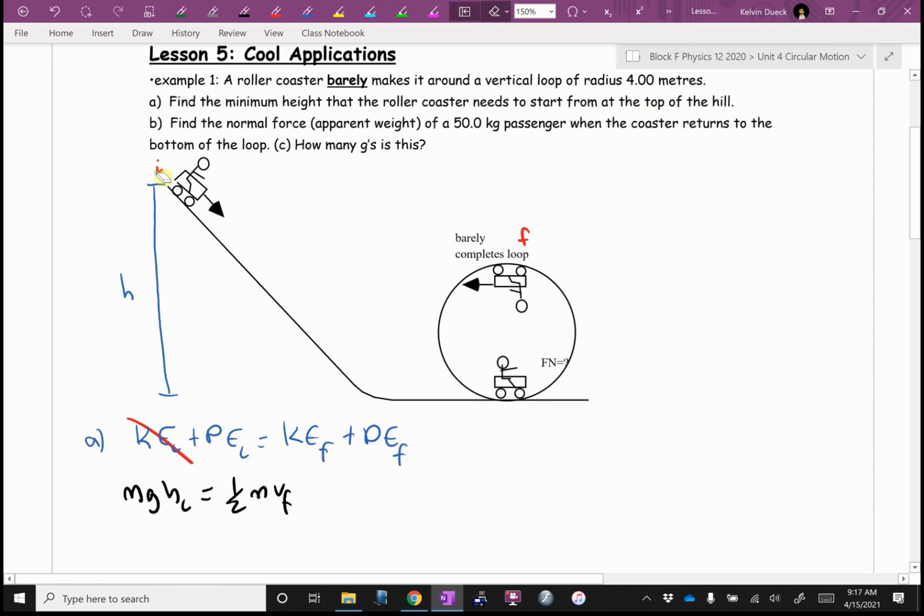We analyzed this. We decided to let initial be here, final be here. Diego said there's a change in height, there's a change in speed, there's yucky curvy path. It's conservation of energy. We said we're starting at rest, and we started to fill in the rest of the equation. So potential energy initial is mgh initial, kinetic energy final is a half mv final squared, plus mgh final.